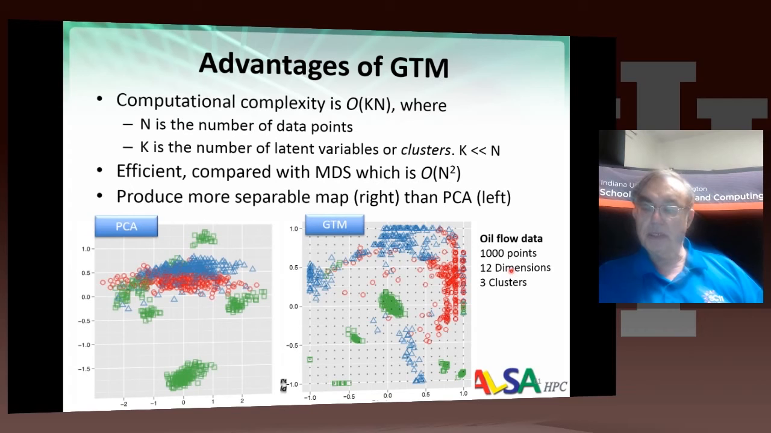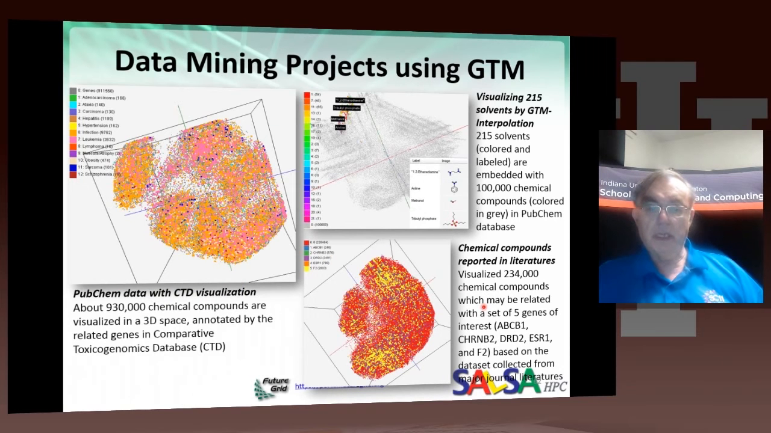This is a 12-dimensional space with 1,000 points, and in fact, this data is provided with the PlotViz demonstration. Here's some example from chemical informatics where we're taking 1 million chemical compounds in high-dimensional space using GTM to map them to 3 dimensions. And again, this particular example is also in the PlotViz demo, and it shows you even the visualization rotating.